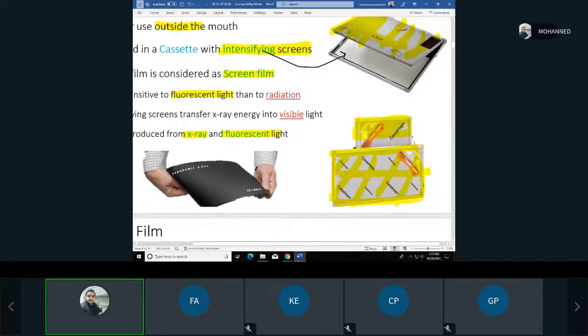You bite on a bite block just to keep holding in place. You're not really biting on the X-ray. The X-ray is outside of them, but that's the extraoral one, which is the panoramic or even the cephalometric. It can be both.